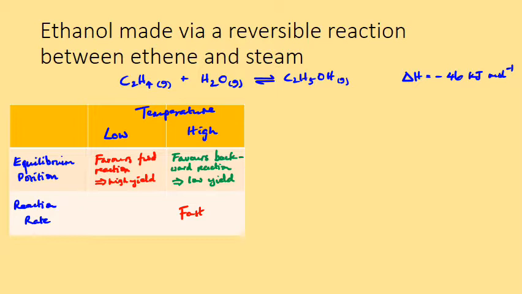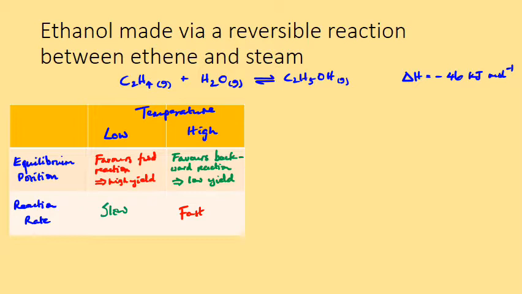Whereas if we made the temperature very low, we would slow down the reaction rate. So even though the equilibrium position is far over to the right, so we're making a high yield, and most of our reactants are being converted into product, that's happening so slowly that might be a problem. So you can see there's a compromise here, isn't there?